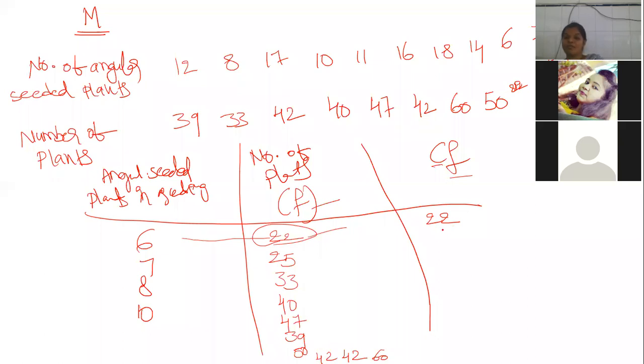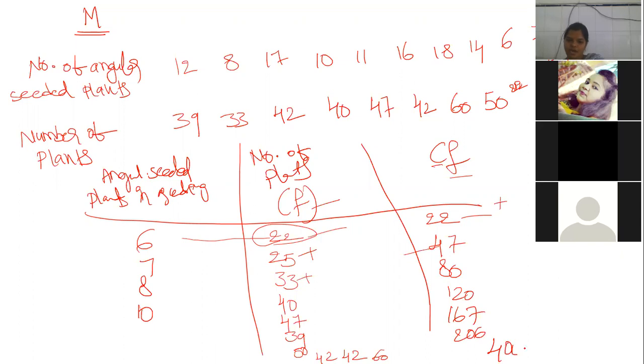The next number will be this 22 plus this 25. Am I right? How much it will be? 47. Yes, good. The next number? 80. Yes, 47 plus 33. Am I right? 80, 120, so likewise, you can get 167. And the last one is 400.